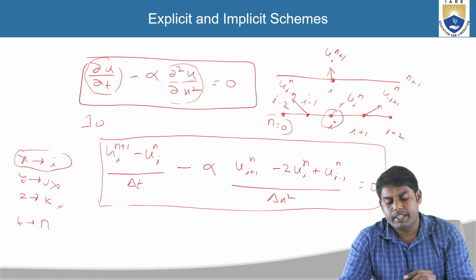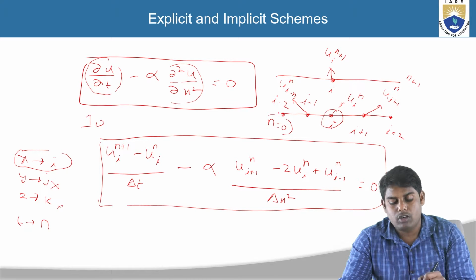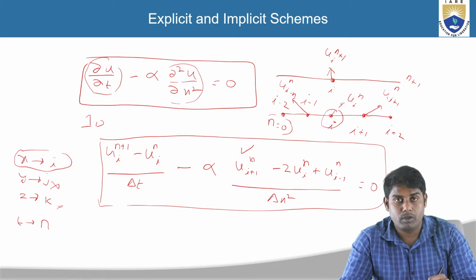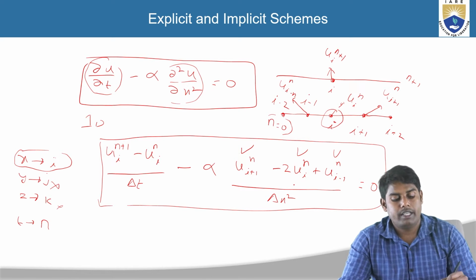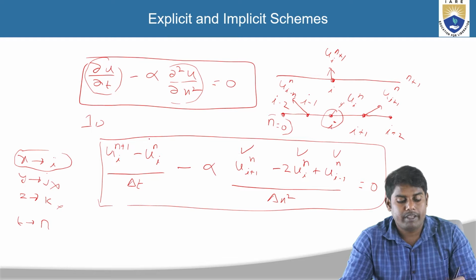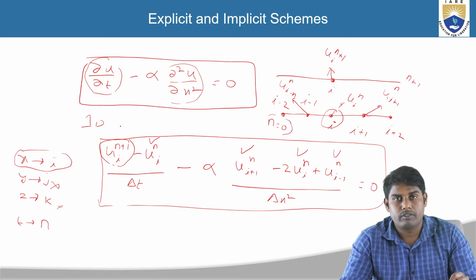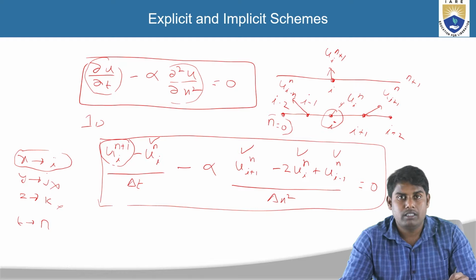Now here you can see that at n equal to 0, all the values are known. This term, u of i plus 1 to the power of n, is a known term, and u of i to the power of n is also a known term, and u of i minus 1 to the power of n is also a known term. So all these three values are known. And here also we have u of i to the power of n, which is also a known term. The unknown term which remains is u of i to the power of n plus 1. This is the unknown term in the expression. So basically in the explicit method, only one unknown term is involved.